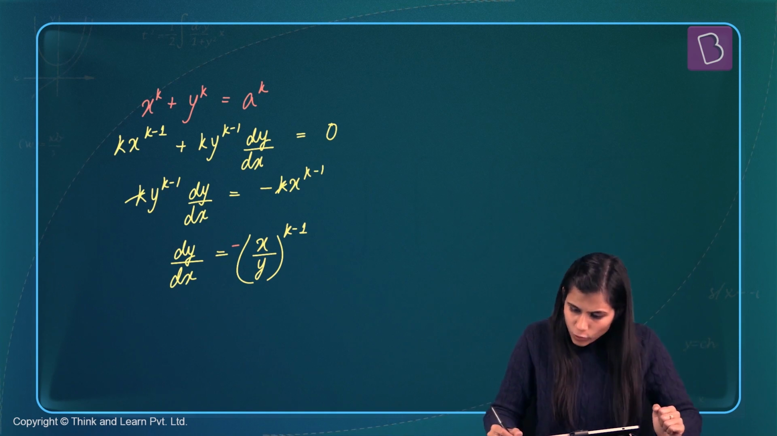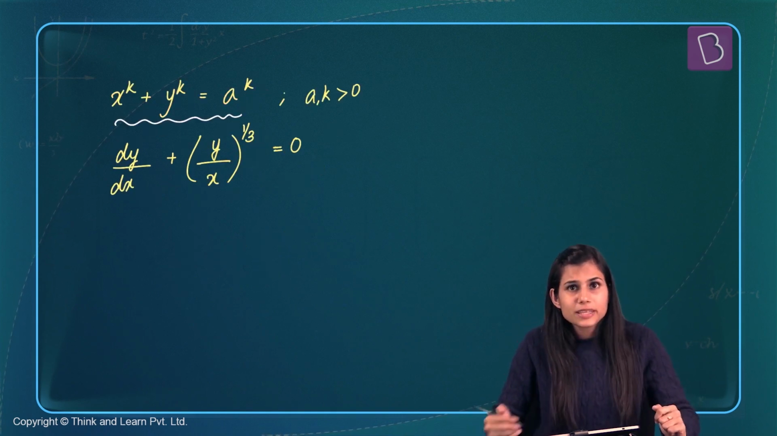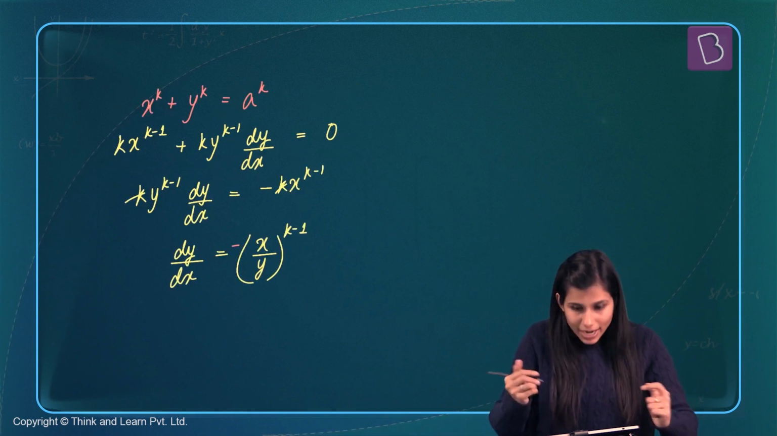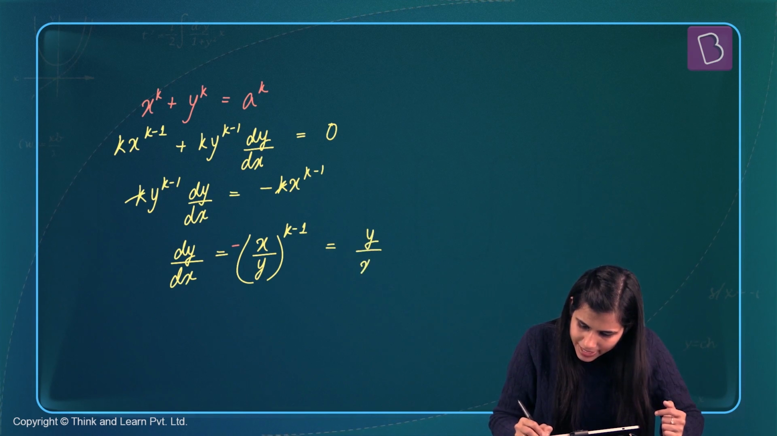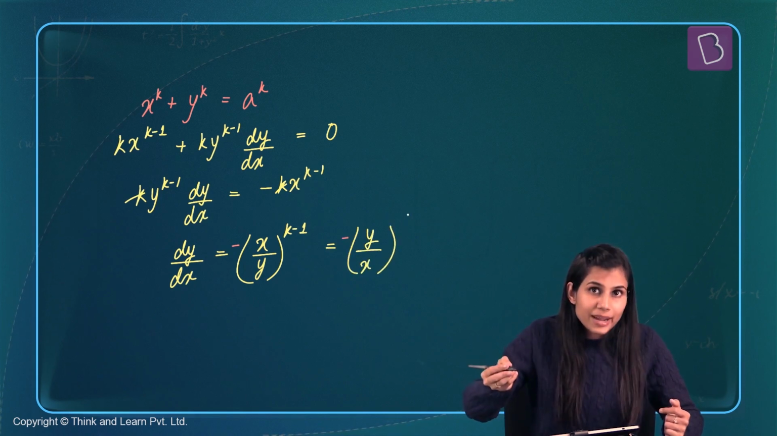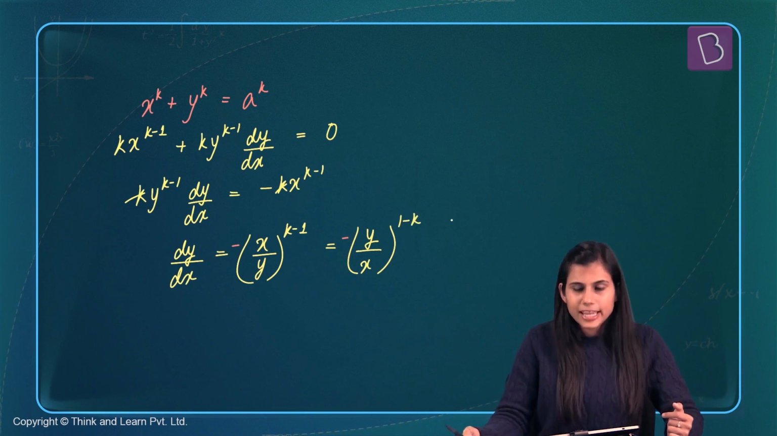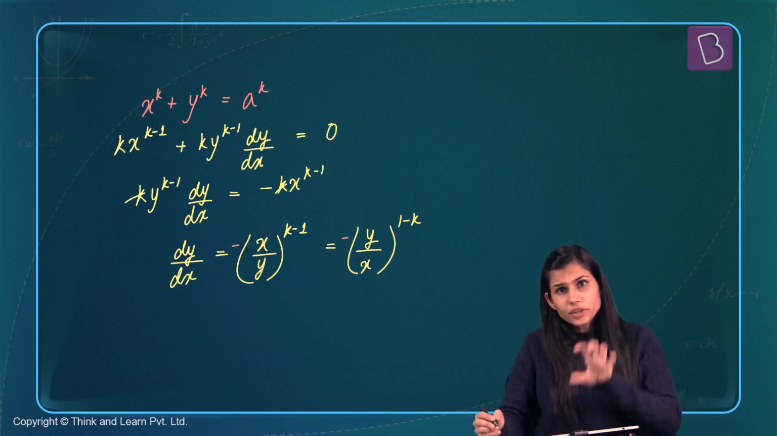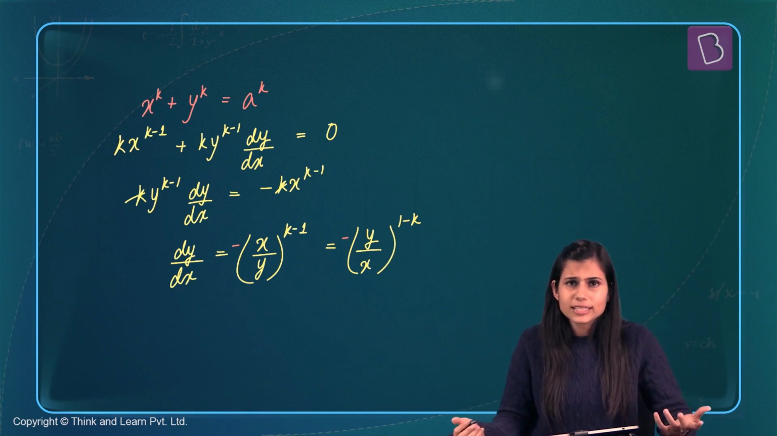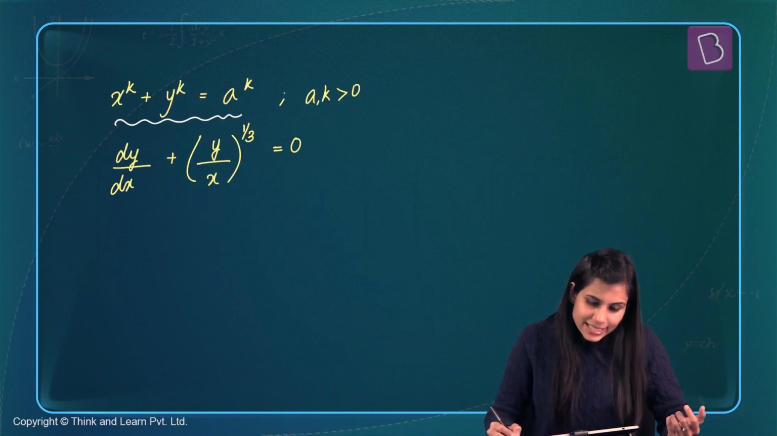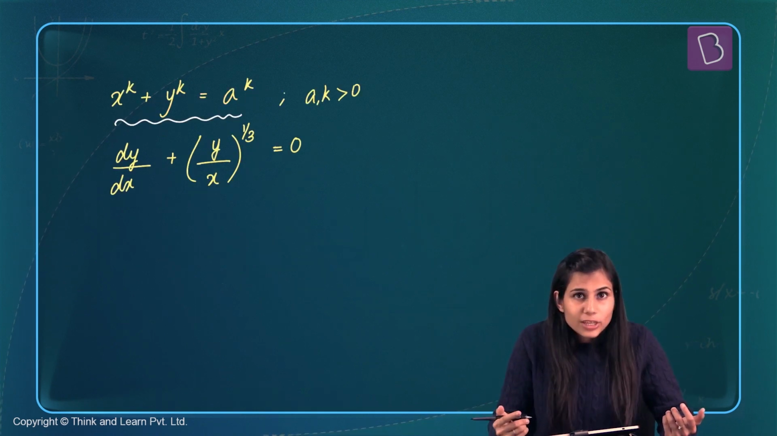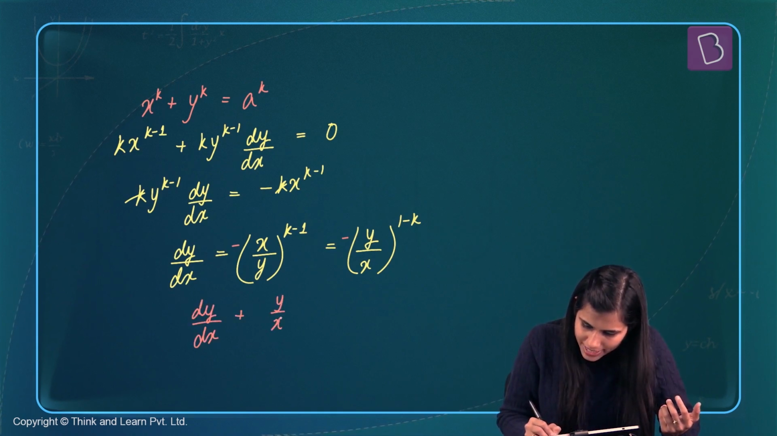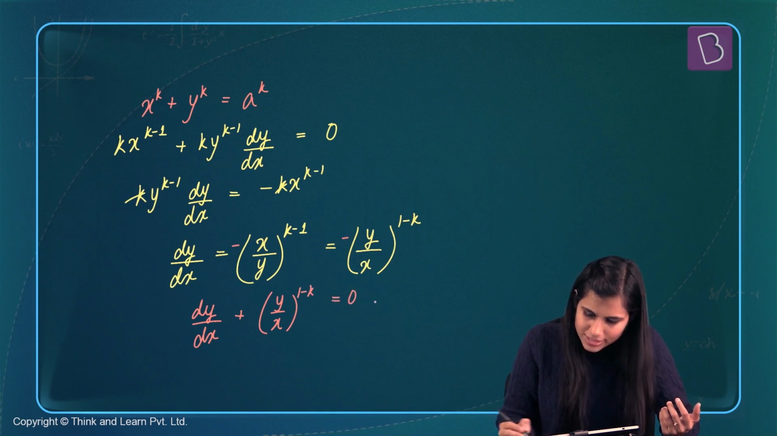But wait a second. The original differential equation is dy by dx plus y by x to the power 1 by 3. So if I write this as y by x to the power minus of k minus 1, that is 1 minus k, isn't it? Now that I have this, both the differential equations are actually same. So let's compare them. One is dy by dx plus y by x to the power 1 by 3 equals 0, and the other one is going to be dy by dx plus y by x to the power 1 minus k equals 0.